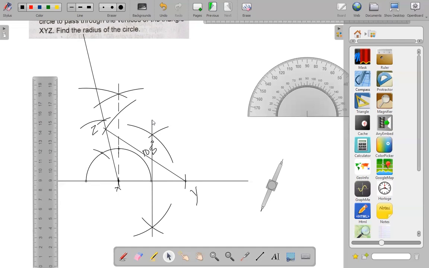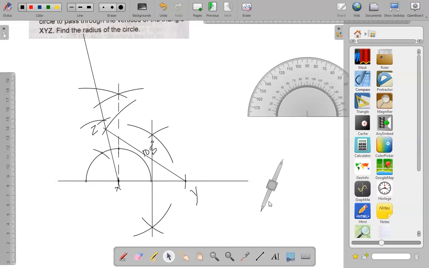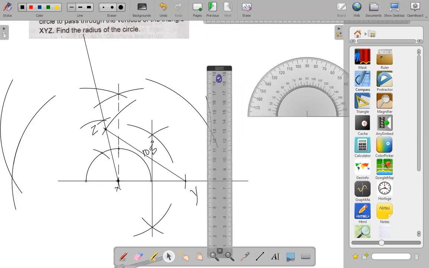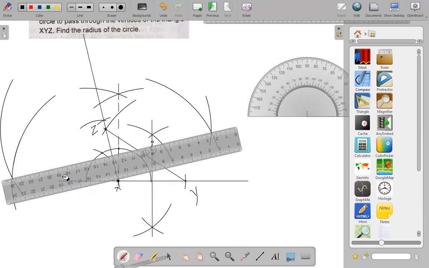Now we're going to do the same thing on line XZ. I'm going to bisect line XZ. As usual, we take the still point. So let me rotate that. Place the still point here on point X, since we want to bisect XZ. Where the two arcs meet, we join them with a ruler. Okay, we're going to connect this now with a line.